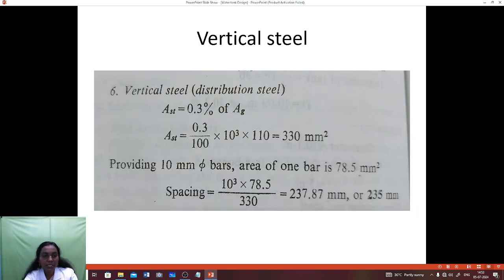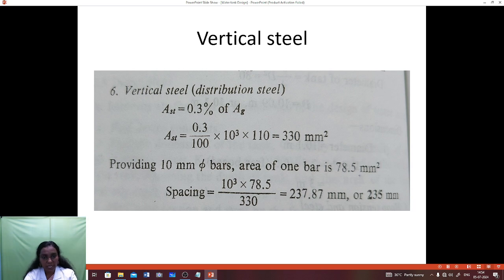Then vertical steel. Now we found the circular steel area, the main reinforcement of the circular tank. Now finding the vertical steel. Vertical steel means distribution of steel reinforcement. We provide a mesh type of reinforcement, one horizontal and one vertical. We already found the main reinforcement, so the horizontal reinforcement details are already found. Now the vertical reinforcement of the steel.